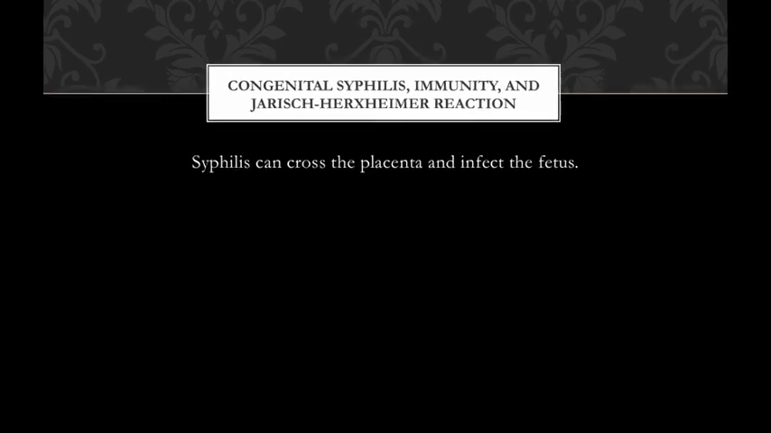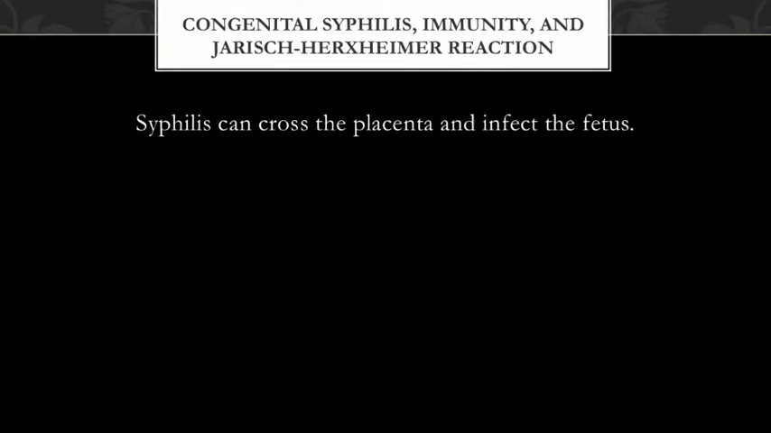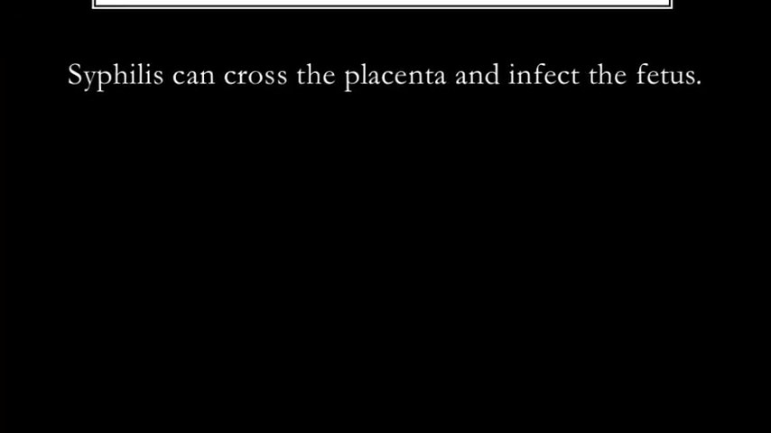This last slide is just going to mention 3 high-yield points that you should be aware of. Syphilis can cross the placenta and infect the fetus. The second high-yield point is that if you've been previously infected with syphilis, there is some evidence that you might have some immunity from future infections. But recurrent infections with a different strain of a treponema organism is very possible and even very likely if you're exposed.